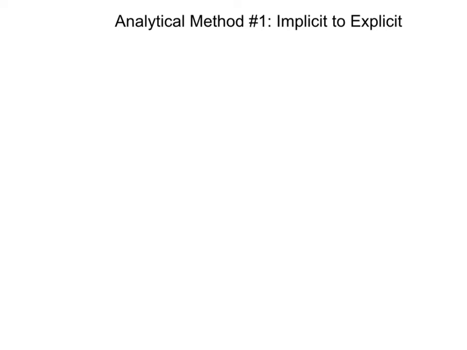Hi, and welcome to an explanation of analytical method number 1, implicit to explicit. What we're going to be doing is trying to figure out what's slightly hidden in text, or somewhat folded away in terms of the meaning of the text.